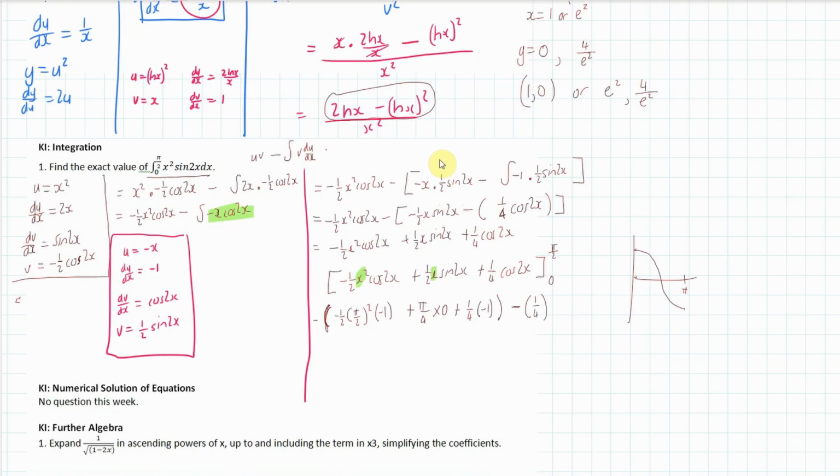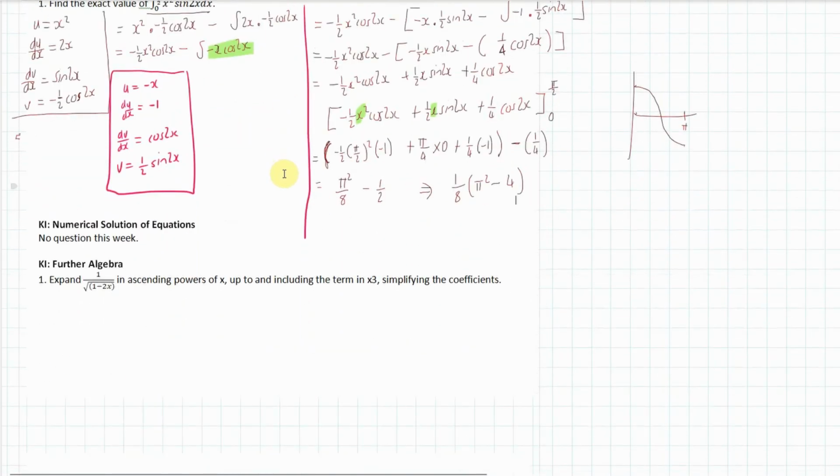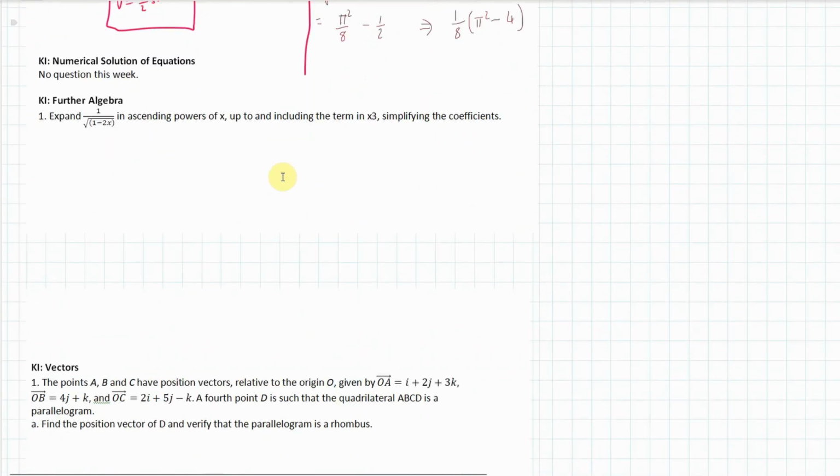Now when we put this into the calculator, well, we can actually just do it in our heads, can't we really? Pi squared over 8 minus 1/2. And perhaps we can even factorize that: 1/8 pi squared minus 4. And we're done there. Alright, well that was a bit long and complicated. Now we're going to do this next one.